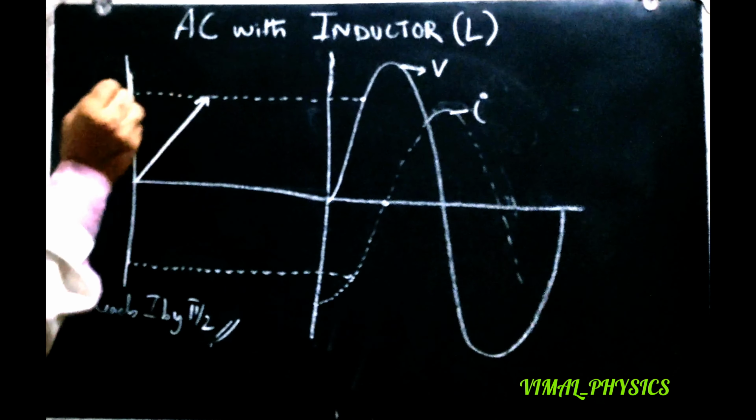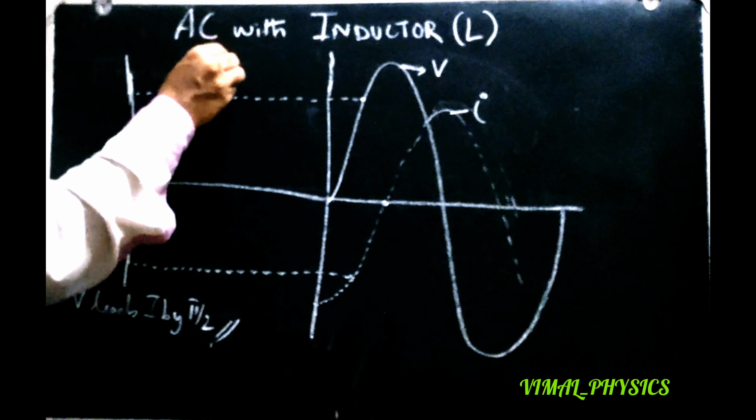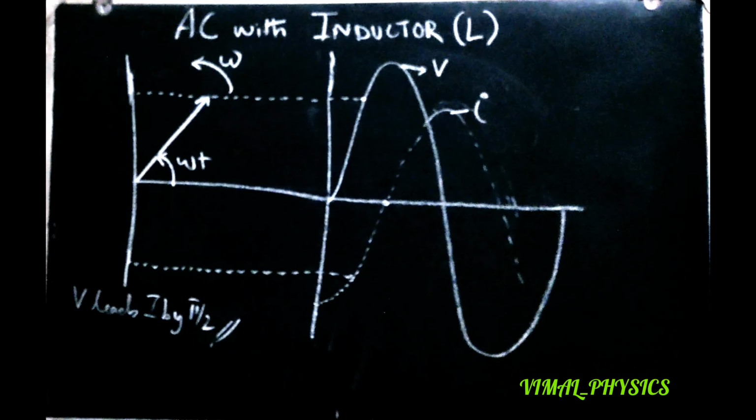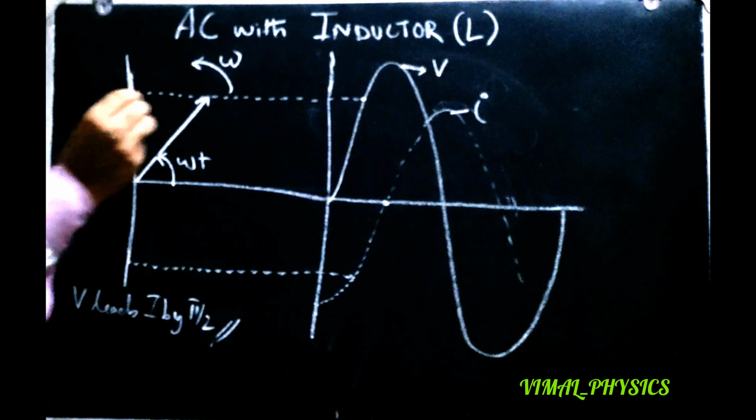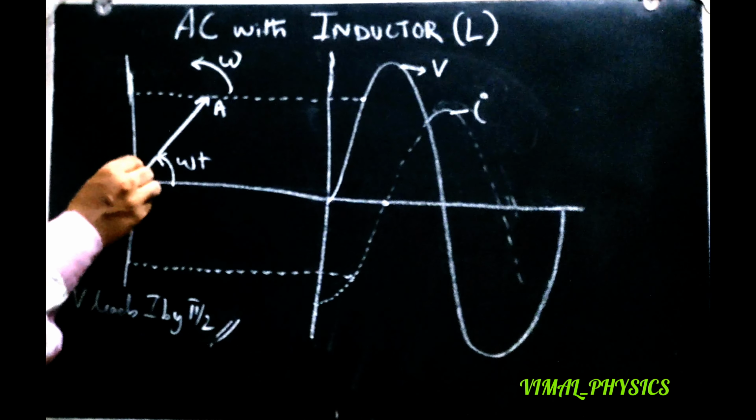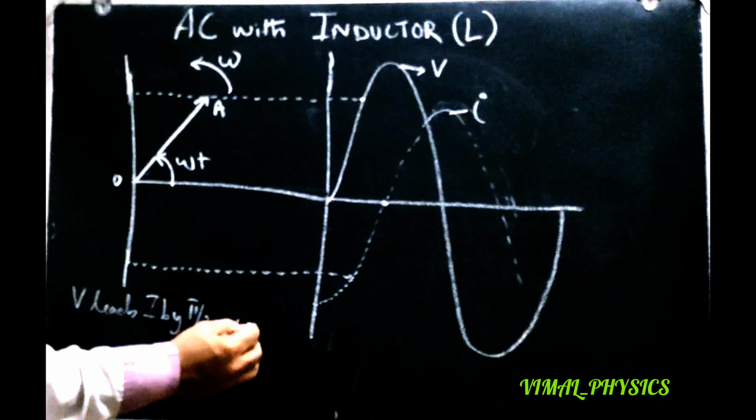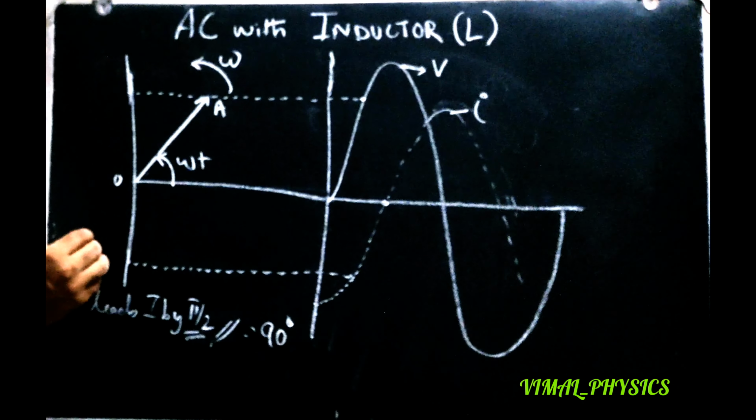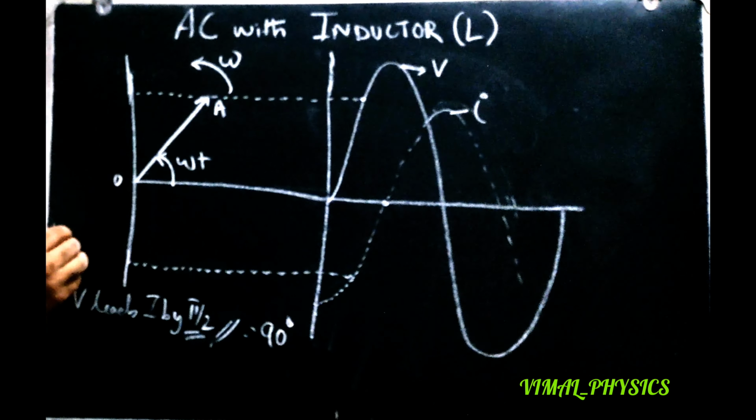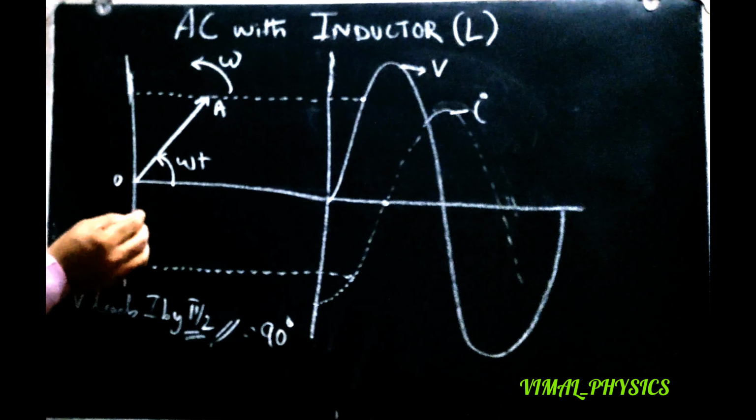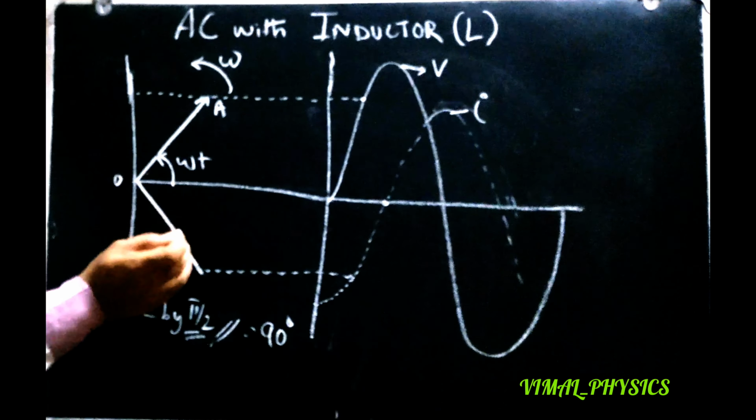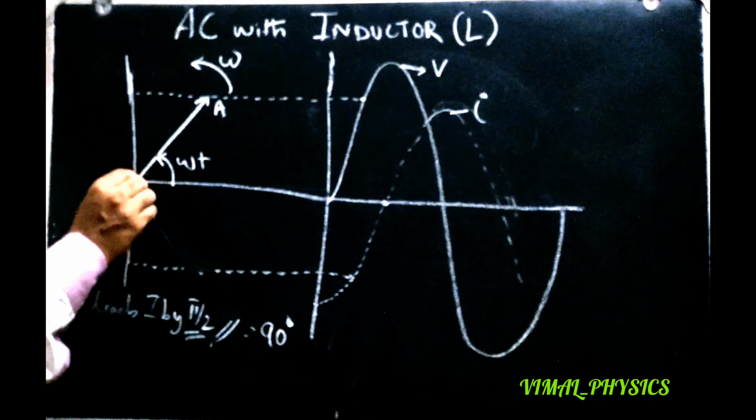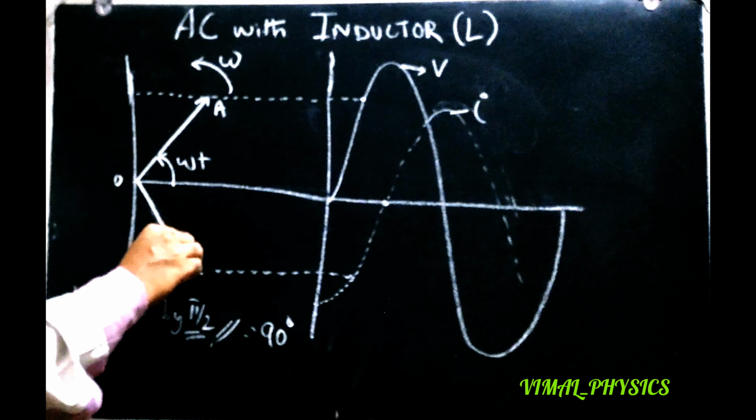So first you can draw the voltage curve. Then you draw the phasor, just rotating with an angle omega t, where the angular frequency is omega. The rotation we are mentioning is OA. Whereas when I am drawing the curve, it has to be exactly 90 degrees. From the origin you have to draw the curve at exactly 90 degrees.